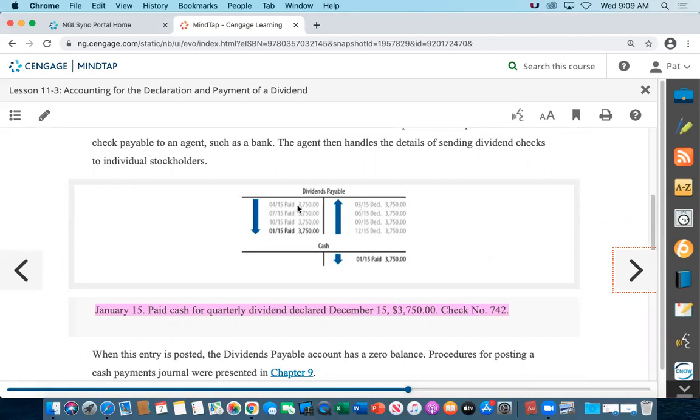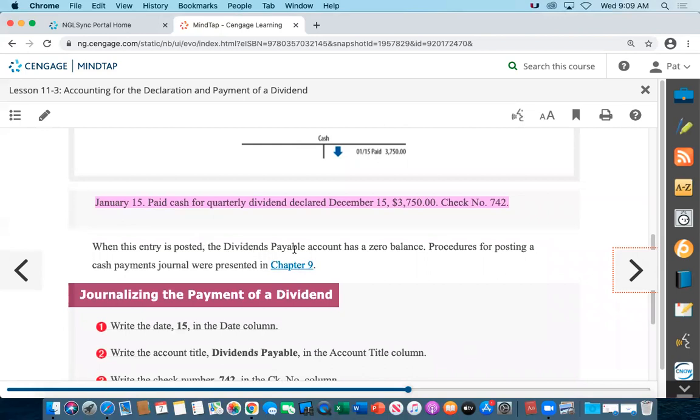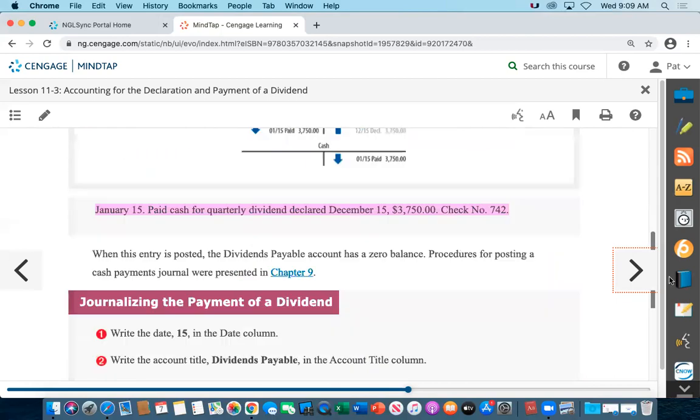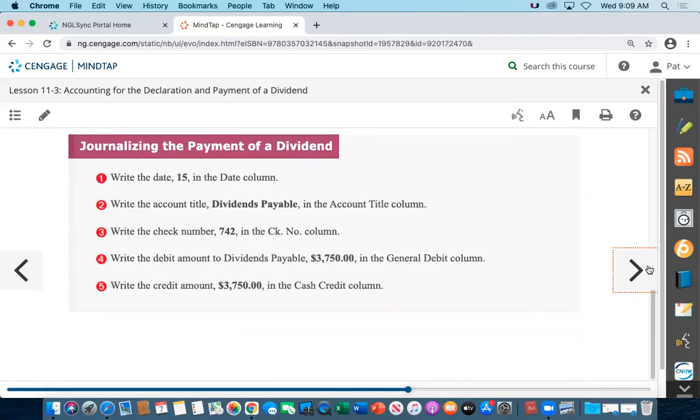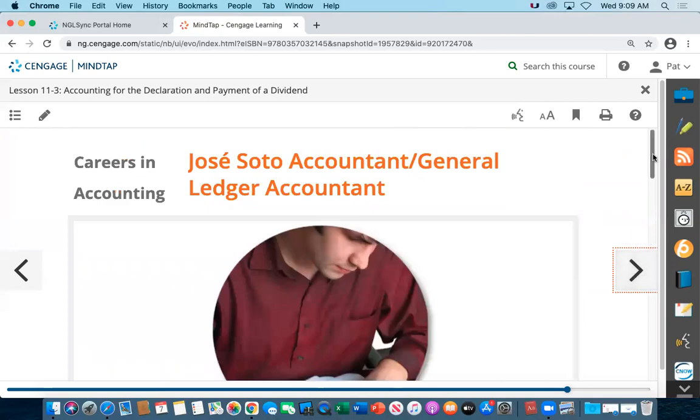You declare it one month, pay it the next. Declare it in June, pay it in July. Declare it in September, pay in October. Declare it in December, pay in January. Okay, every 3 months, you've got to go through it. The entries posted to the dividends payable account make it 0. And they talk about the steps here. And that should be it for that section.